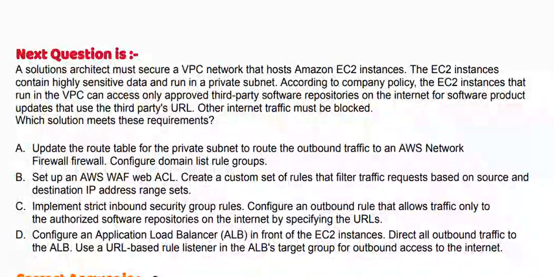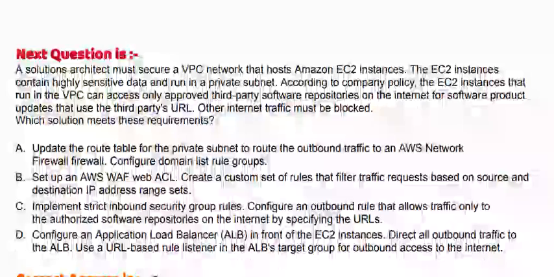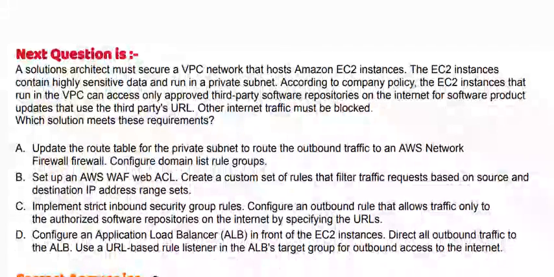Option A. Update the route table for the private subnet to route the outbound traffic to an AWS Network Firewall. Configure domain list rule groups. Option B. Set up an AWS WAF web ACL. Create a custom set of rules that filter traffic requests based on source and destination IP address range sets. Option C. Implement restrictive inbound security group rules. Configure an outbound rule that allows traffic only to the authorized software repositories on the internet by specifying the URLs.